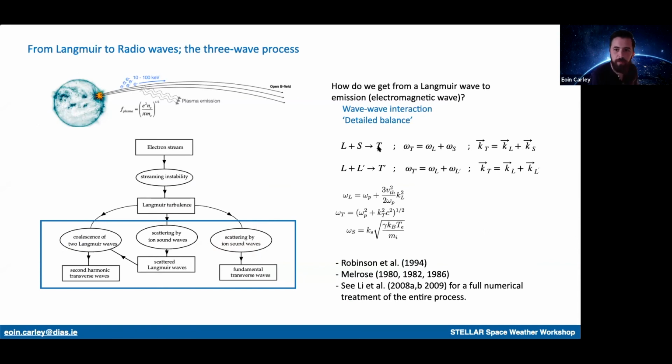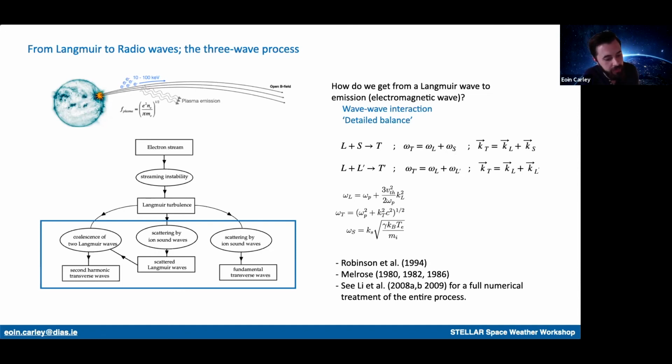The criteria upon which this happens is that we have to have frequency matching here. So the frequency of the electromagnetic wave has to equal the frequency of the Langmuir wave plus the sound wave. This is basically an energy conservation criteria. Same for the wave numbers, that's a momentum conservation criteria, okay? I won't go into it in any detail.